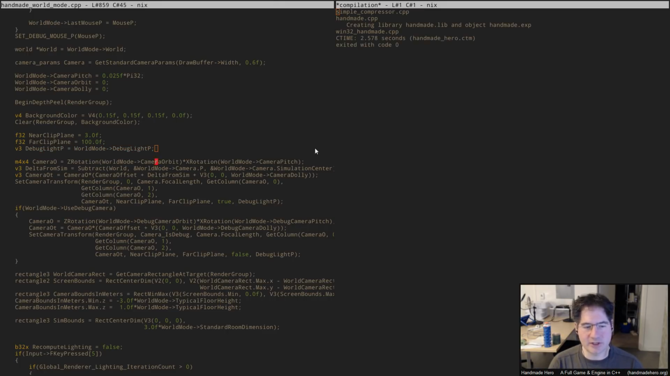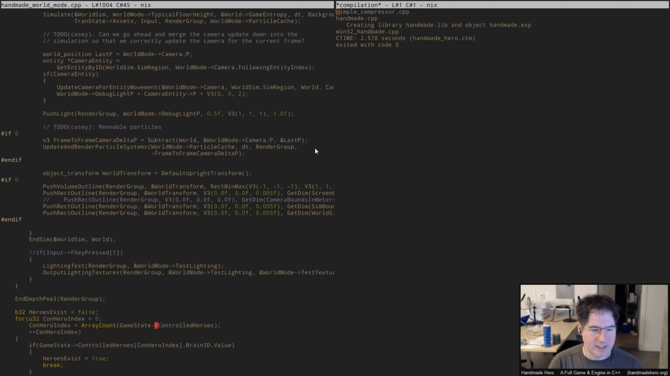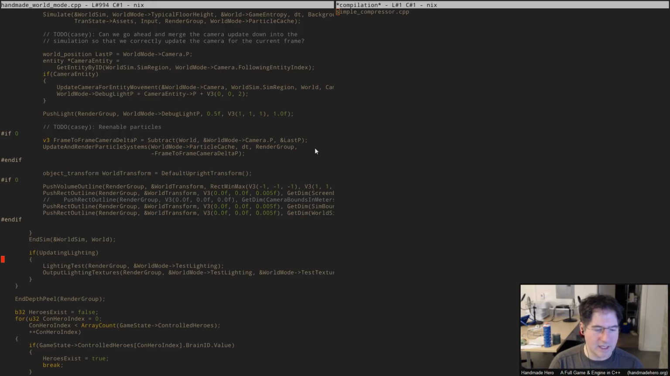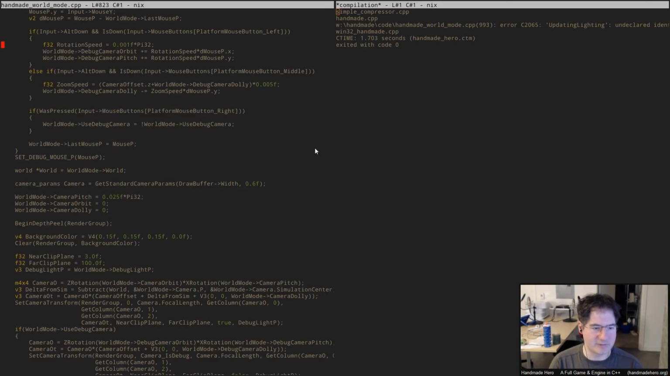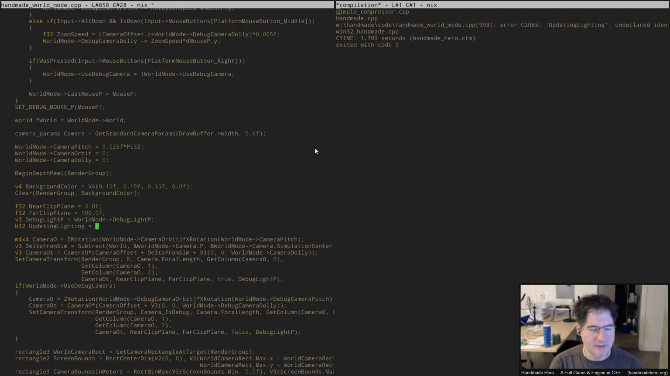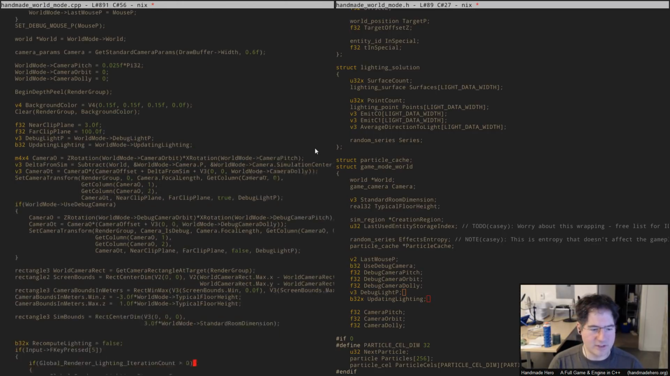So if we want to go in here and just have a way of switching it to slow lighting in the case where we don't want to output it every frame. So we can look here and see, okay, here's the lighting test with the output lighting textures thing, if updating lighting or something like this. Then this updating lighting flag is something that we could update periodically. So we'll just do here updating lighting equals world mode updating lighting, and we can just put a bool in here. And we can toggle that on and off.